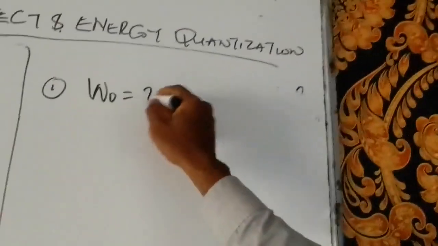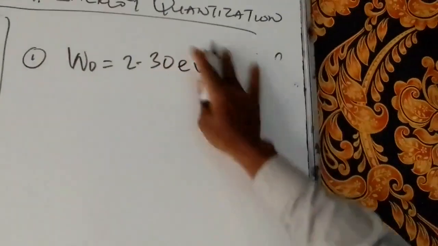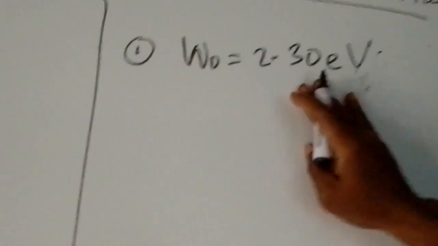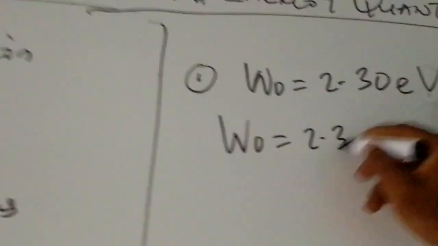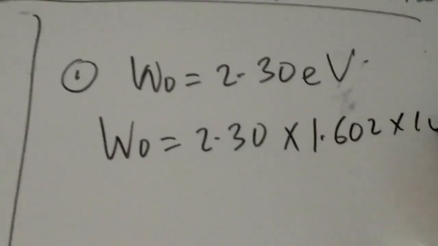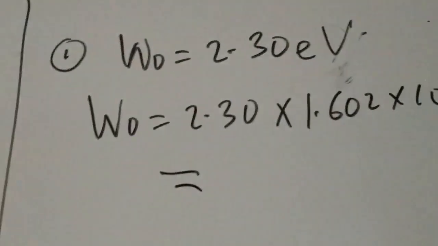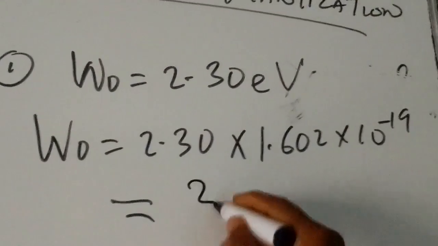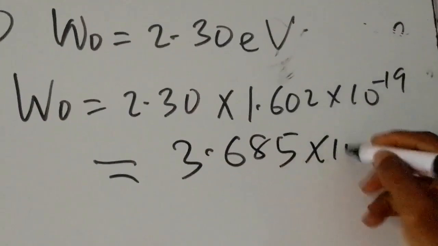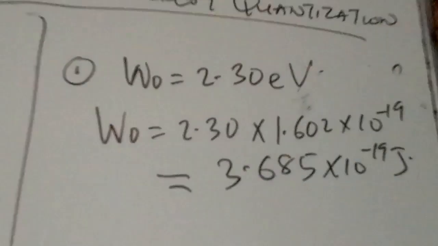For number 1, we are given the work function as 2.30 electron volts. We first convert this to joules by multiplying 2.30 by the electron volt value, 1.602 × 10^-19. We multiply and get 3.685 × 10^-19 joules. So that's the work function.